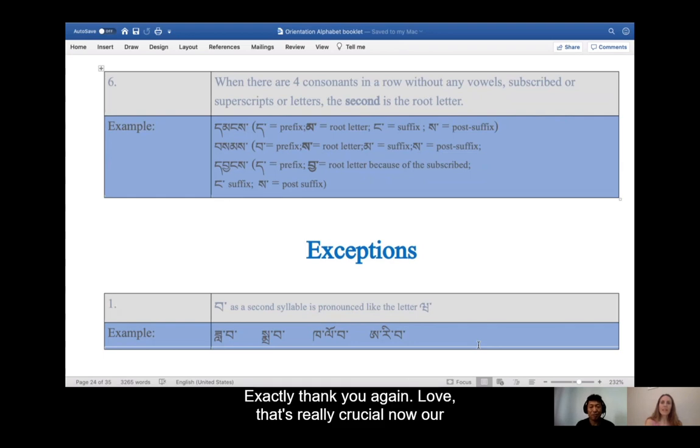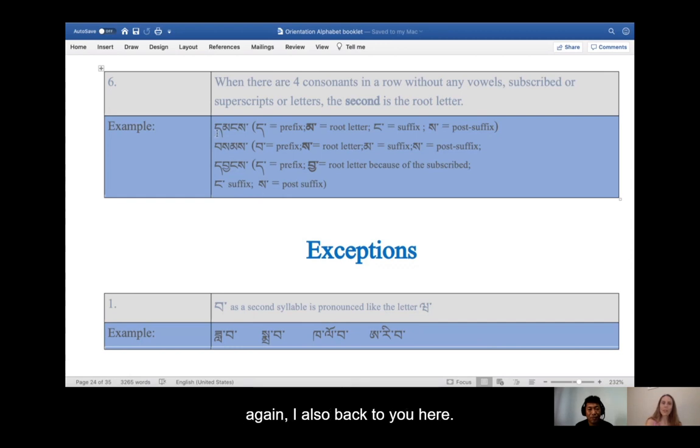Exactly. Thank you, Genla. That's really crucial. Now, our last example. If you have a word that contains 4 letters, and again, there's no vowel, then how do you figure it out? If one of these letters has a superscribed or subscribed letter, then that's easy. You identified it right away. But if it doesn't, then how do we go about it? Well, technically, it's the second one. You can almost always be sure that it'll be the second letter in a 4-letter word that will actually be the main root letter of that word that you need to voice out.